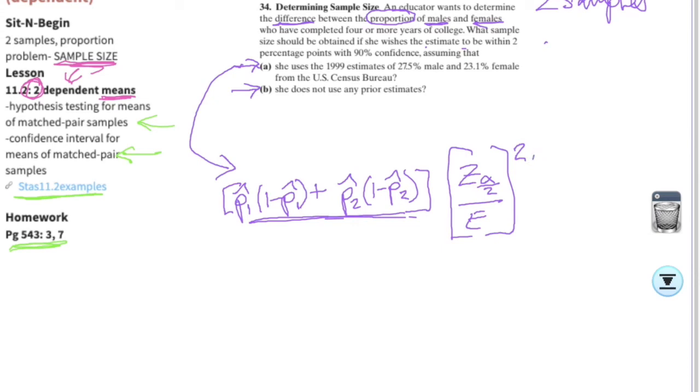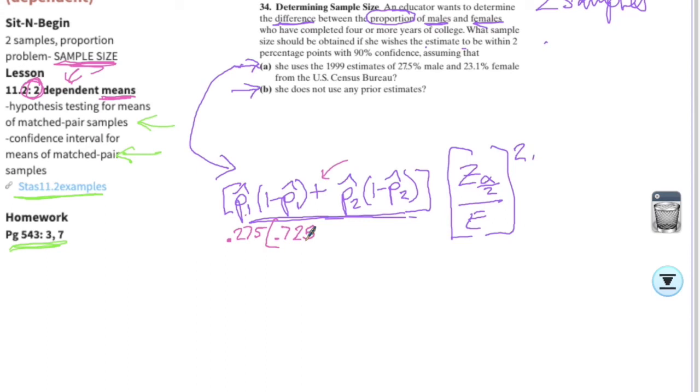So a handful of these things we can plug in right now. Our proportion from our first sample, they tell us, and again, it doesn't matter if we make males or females first or second because we're adding. So we can say that it's going to be 0.275 times 1 minus 0.275, which is going to be, let's see, 0.725, right? So 5, that'd bring it up to 8, 2. Yep, I think that's good.